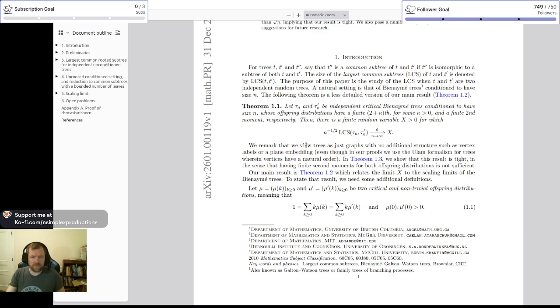We remark that we view trees just as graphs with no additional structure such as vertex labels or plane embedding, even though in our proofs we use the Ulam formalism for trees wherein vertices have a natural order. In Theorem 1.3, we show that this result is tight in the sense that having finite second moments for both offspring distributions is not sufficient. Our main result is Theorem 1.2, which relates the limit X to the scaling limits of Bienaymé trees. To state that result, we need some critical definitions.